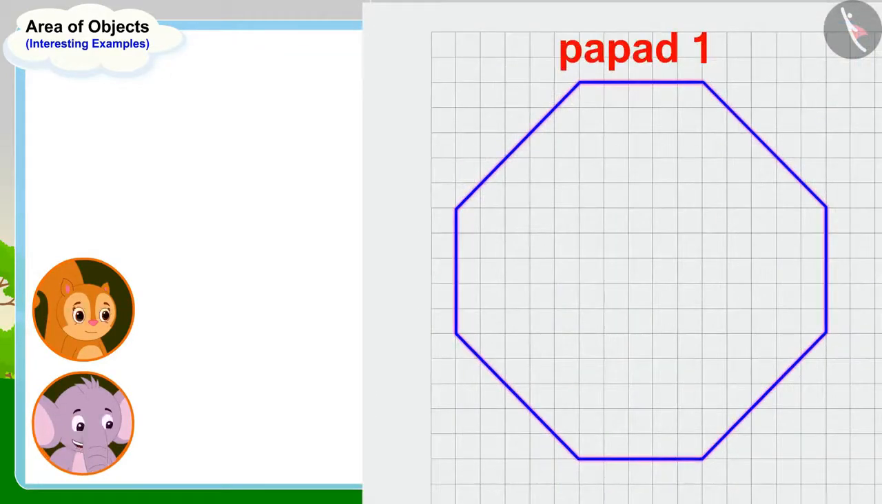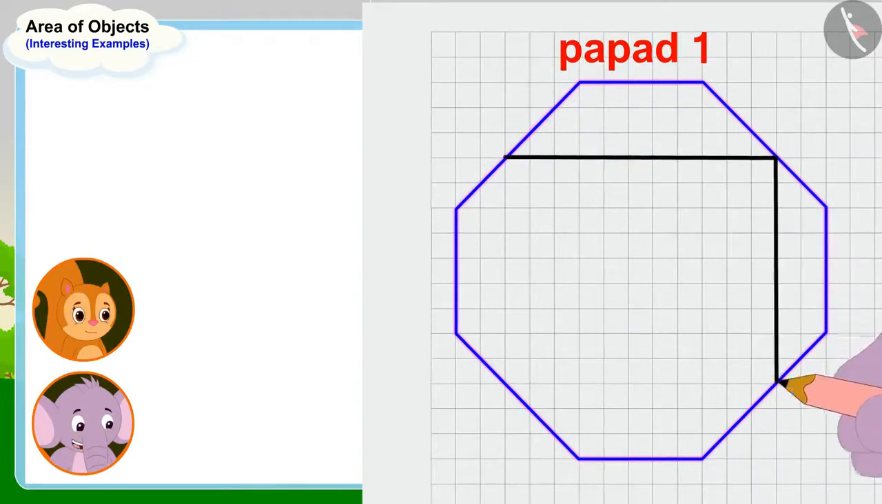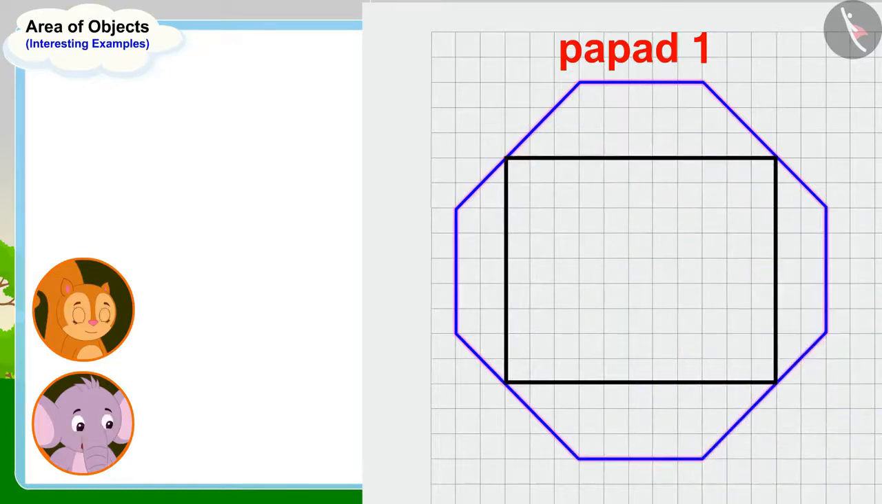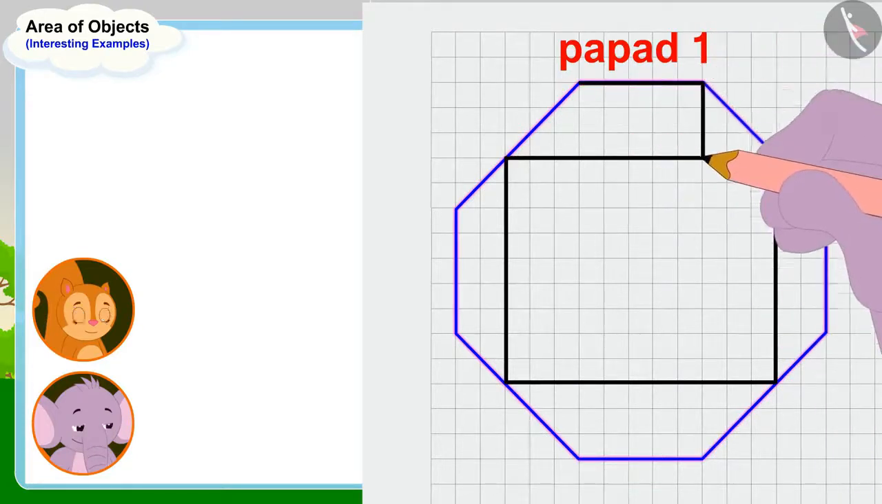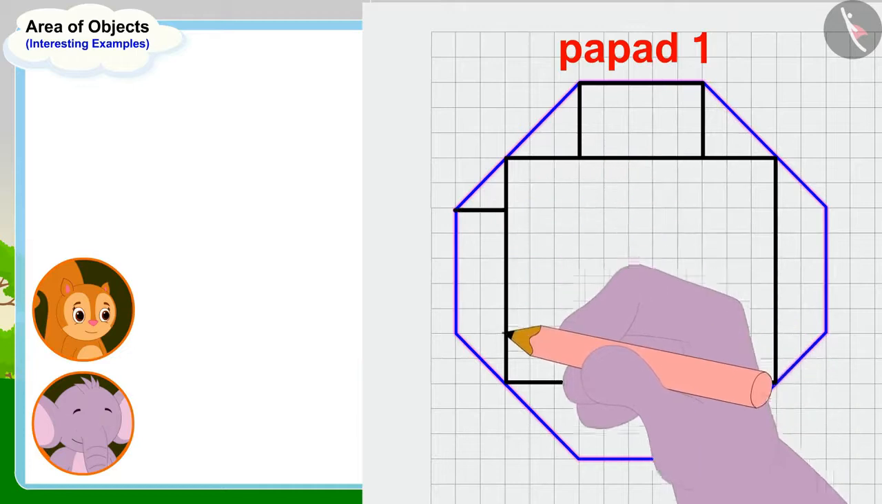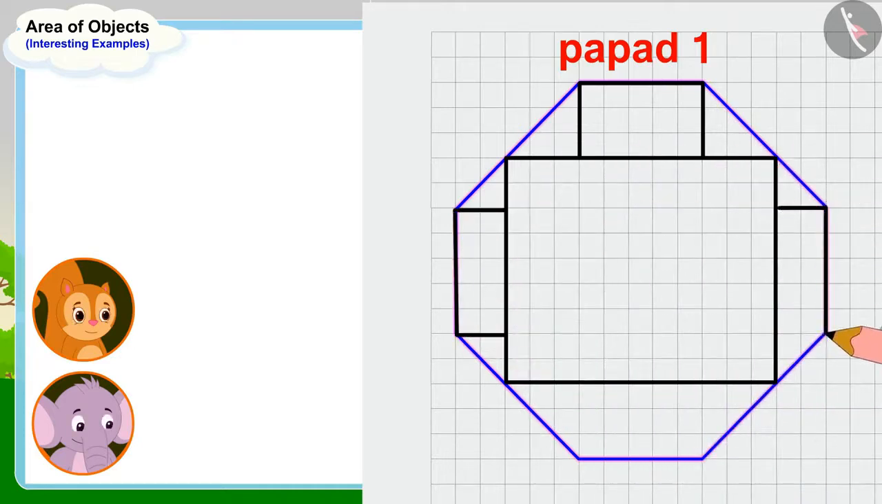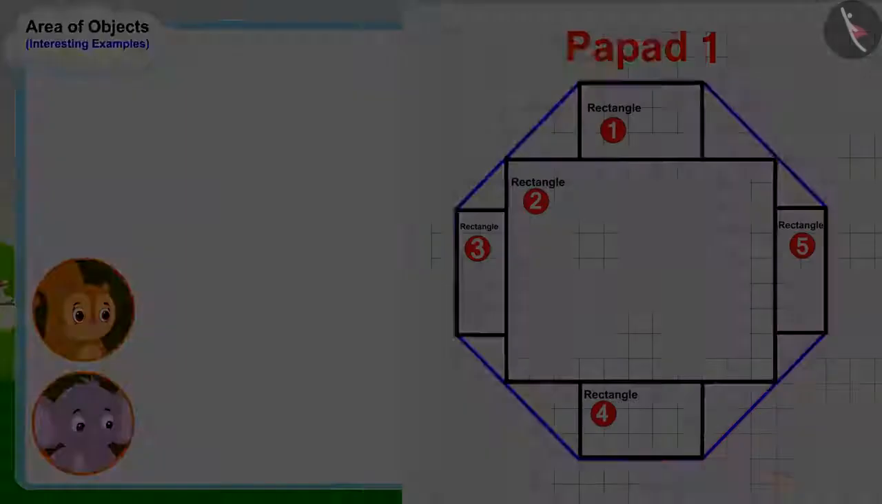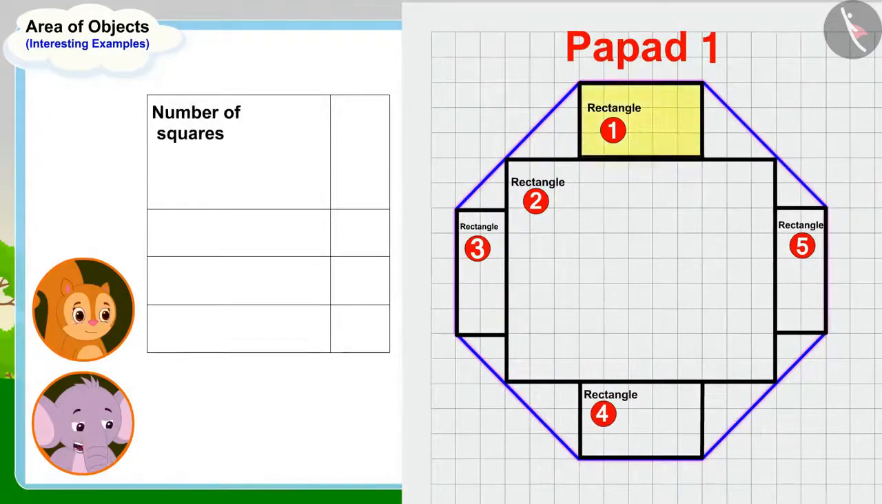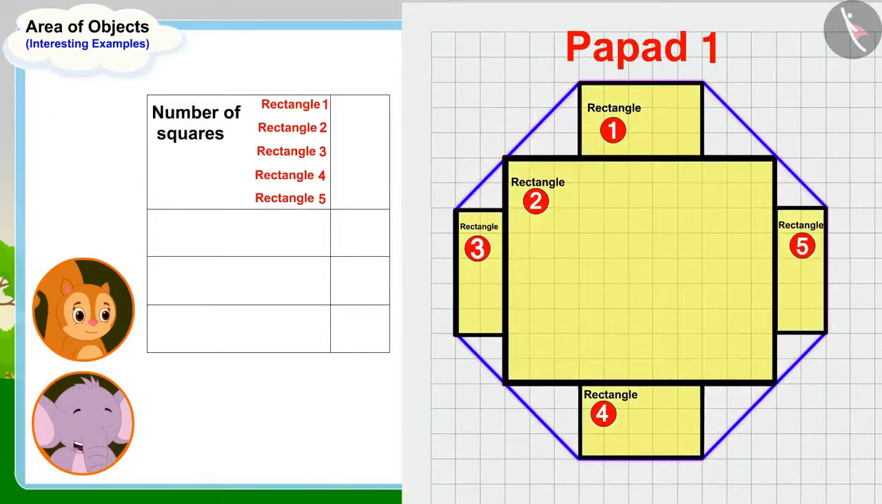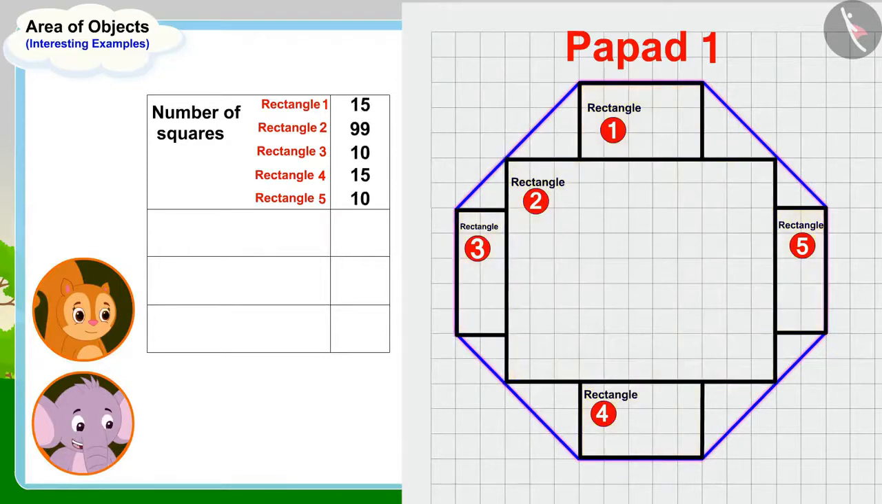Let's first find the area of this shaped popper. Let me first draw this rectangle in this shape here so that I can find it easy to find the area. Appu made a rectangle like this in the shape of the first popper. Now I will write down the number of squares that fall into these rectangles.